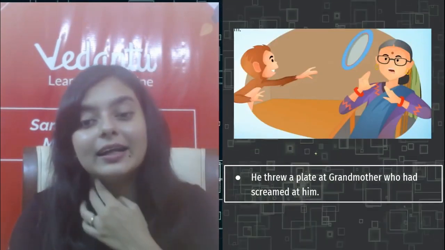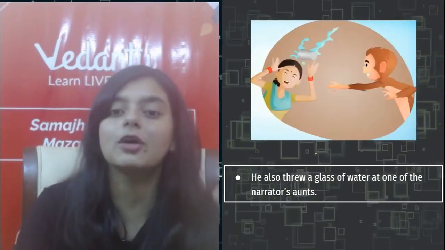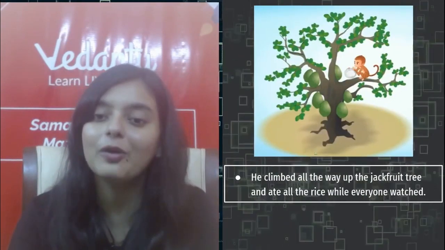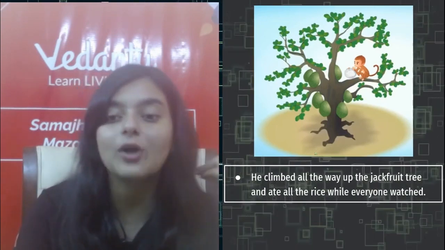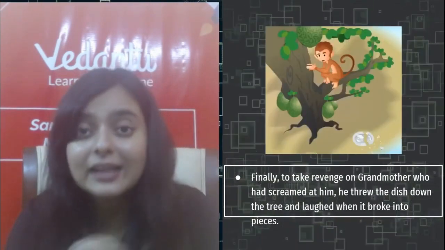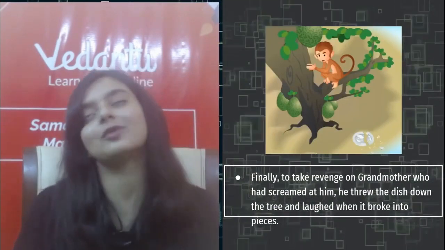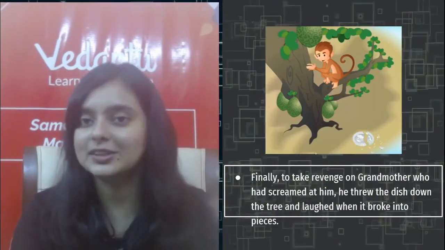So then what did he do, guys? He threw a plate at grandmother who had screamed at him. Just imagine. He also threw a glass of water at one of the narrator's aunts. Batao. Then he jumped out of the window with the dish of pulao. He climbed all the way up to the jackfruit tree and he ate all the rice, and everyone was watching. Finally, in order to avenge the grandmother who had screamed at him, he threw the dish and laughed when it was breaking into pieces. इससे ज़्यादा naughty तो इंसान भी नहीं होता, बच्चे भी नहीं होते.